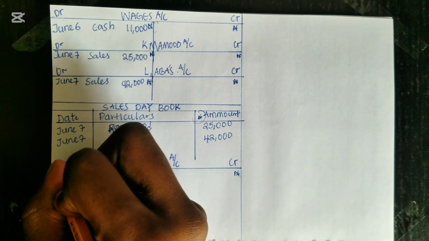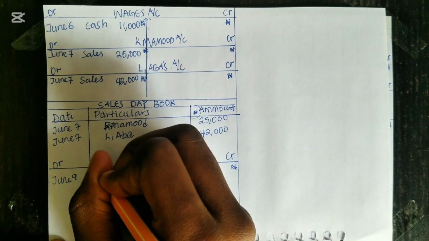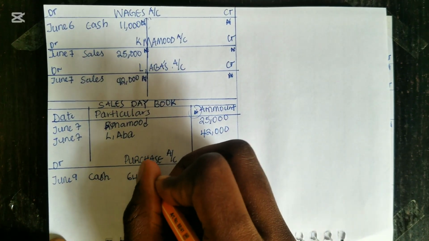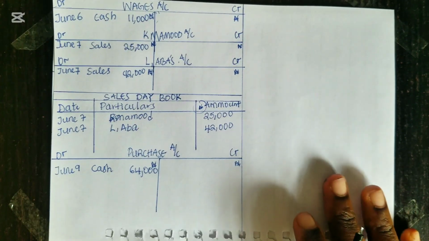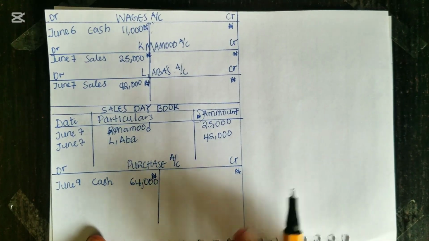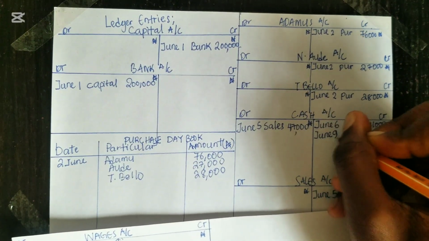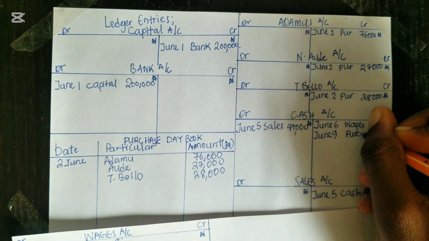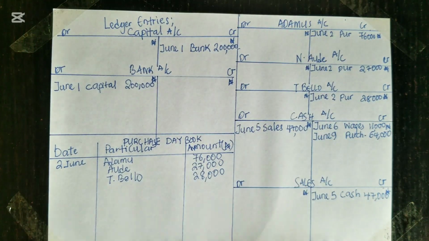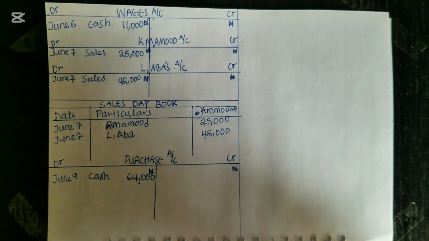So we have June 9, and our particulars will be cash. How much is it? 64,000 naira, right? So that's for June 9. We are going to put it on the credit side of our cash account. So in our cash account, June 9, we write purchase. How much is it? 64,000 naira. So we have done the purchases, and we have prepared the purchases and cash account.